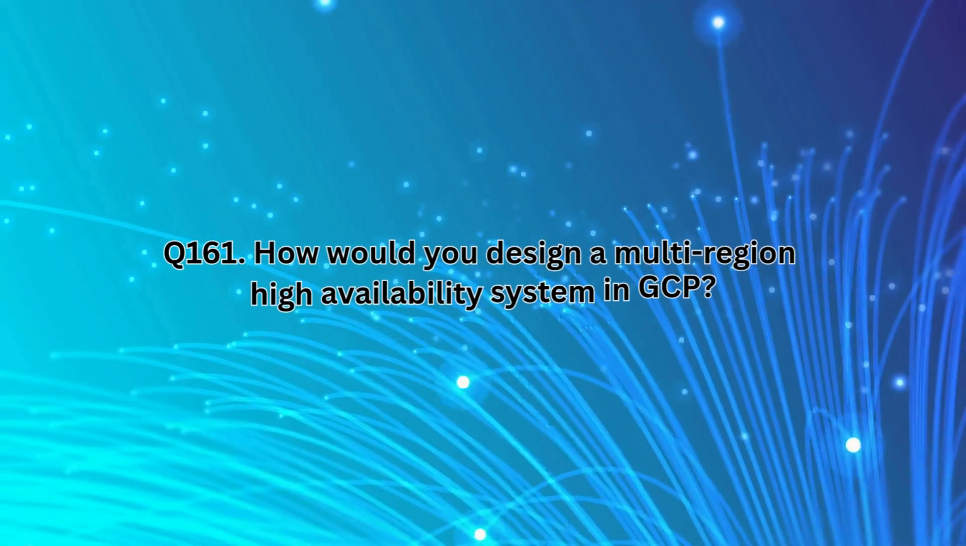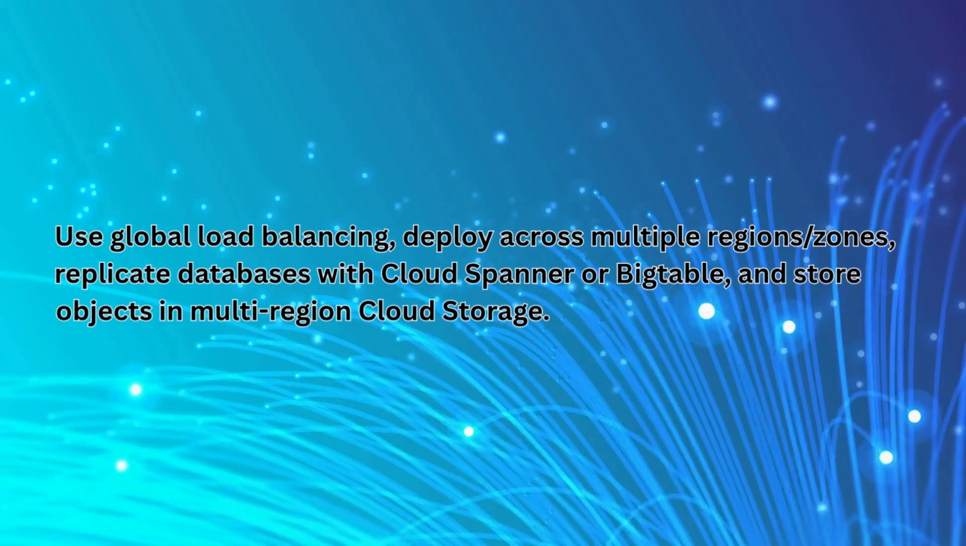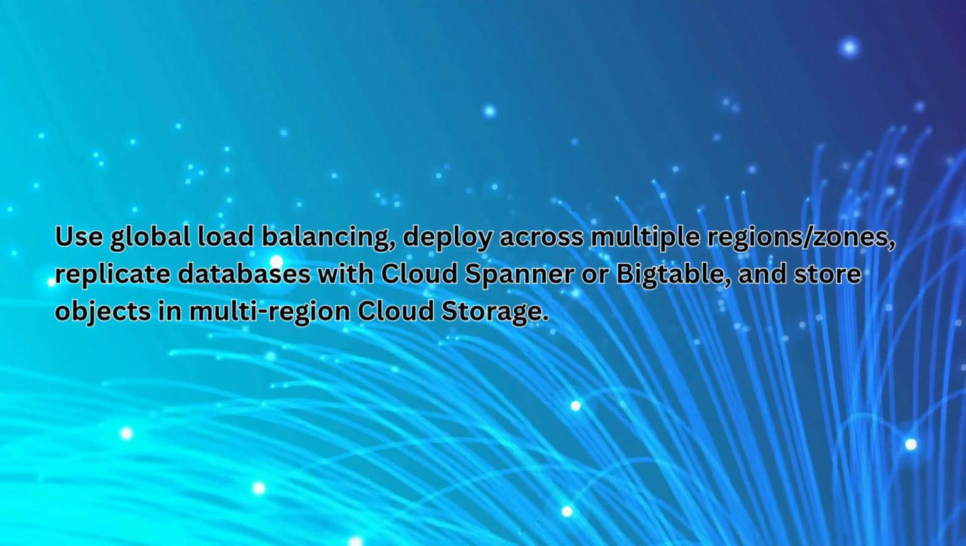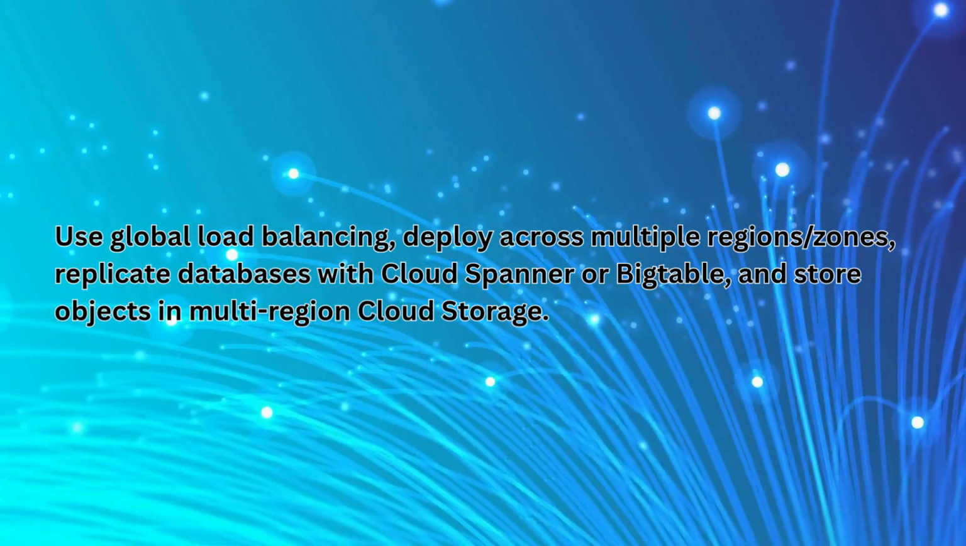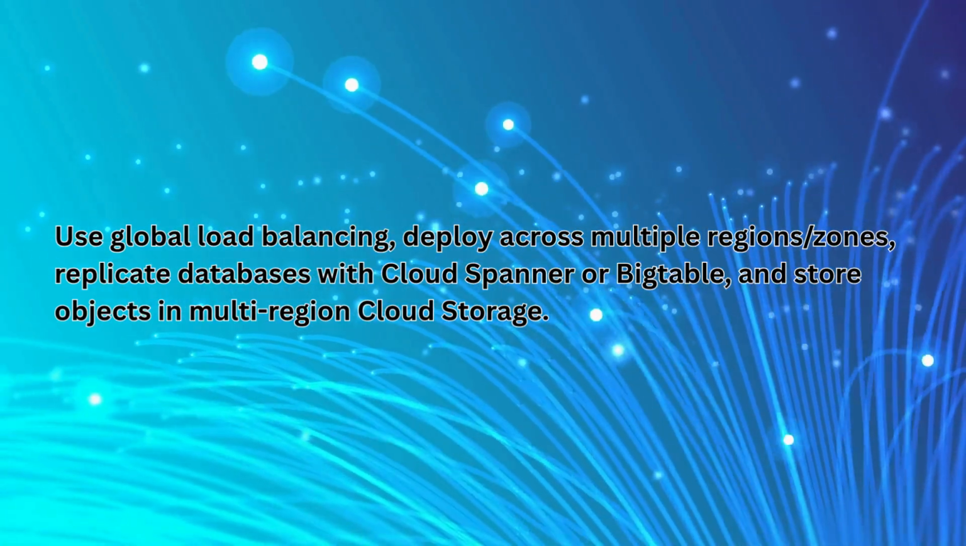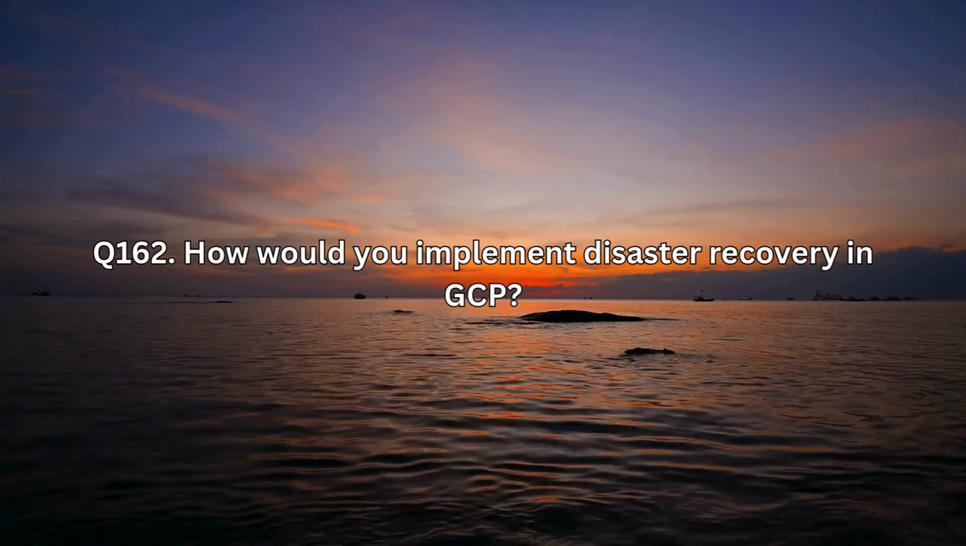How would you design a multi-region high-availability system in GCP? Use global load balancing, deploy across multiple regions or zones, replicate databases with Cloud Spanner or Bigtable, and store objects in multi-region cloud storage.